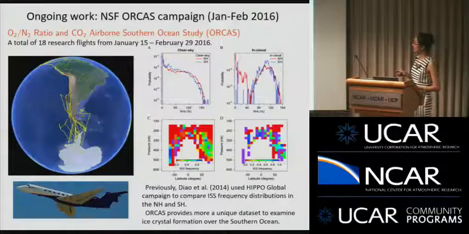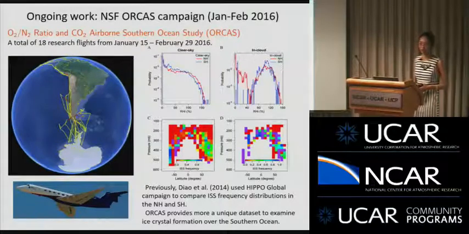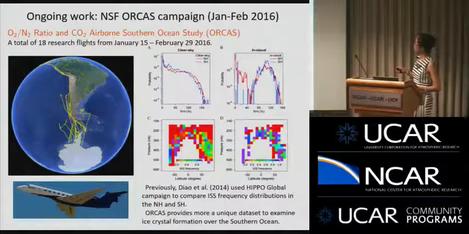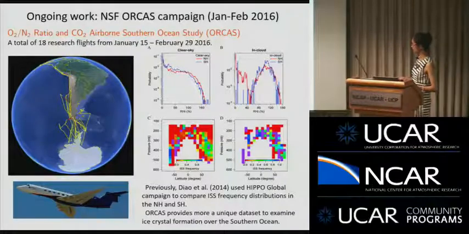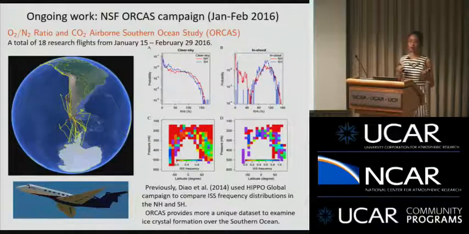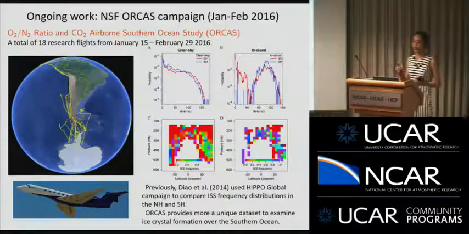So with this, the ongoing work I'm going to show is about the ORCAS campaign. This is the campaign that just happened in January to February 2016. As you can see, it provides a large amount of sampling over the Southern Ocean. Back in 2014, I wrote a paper about a hemispheric comparison on ice supersaturation using the HAPO data.